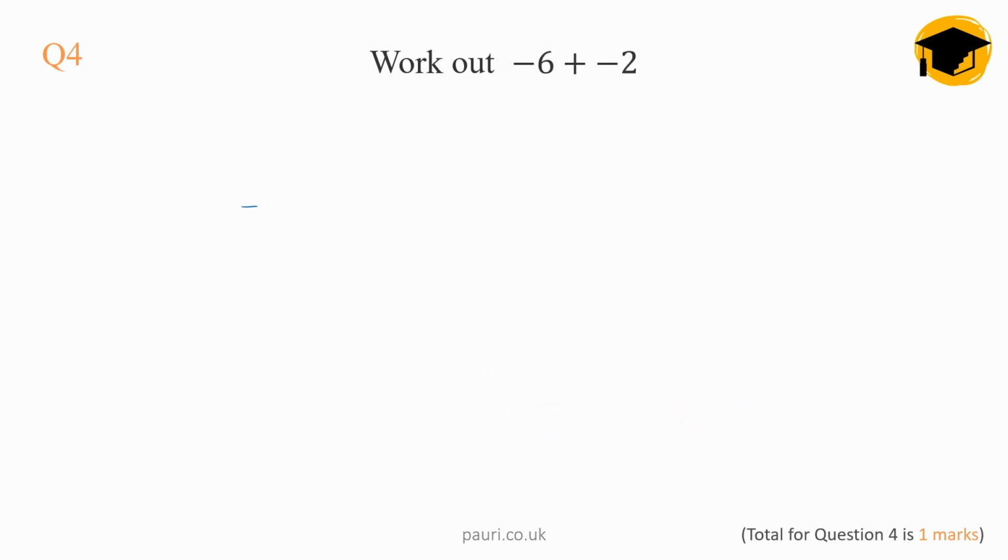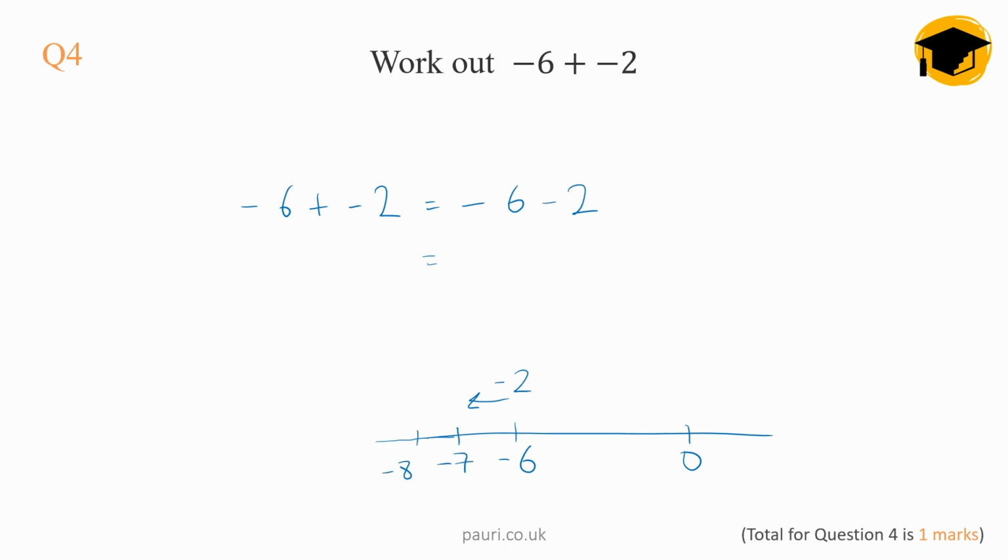Next question, -6 plus -2. Let's do it in steps. A plus and a minus is a minus, so I can simplify that to -6 -2. Here's my number line. I am going -2 from -6, so my numbers are going to get bigger. Just to remind you, if I go to the left hand side, my numbers are going to get more negative, and if I go to the right hand side, they're going to get less negative until it hits 0, and then positive numbers come.